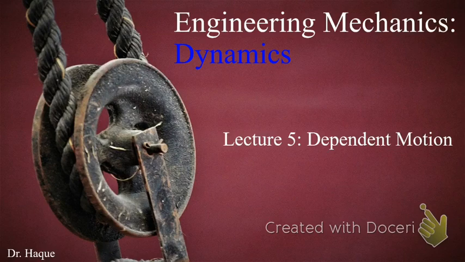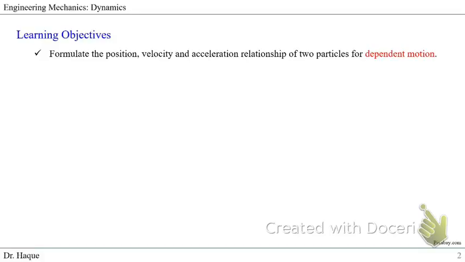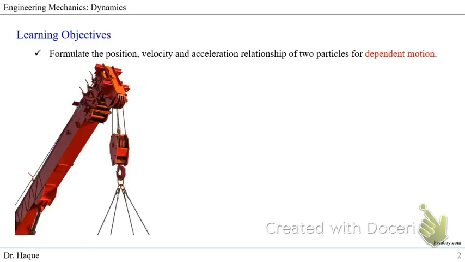In today's lecture we're going to discuss dependent motion. If a particle's motion is dependent on another particle, how do we deal with that? We'll see some theories on those. So our learning objective is to formulate the position, velocity and acceleration relationship of two particles for dependent motion.